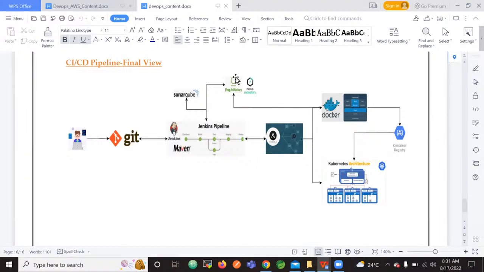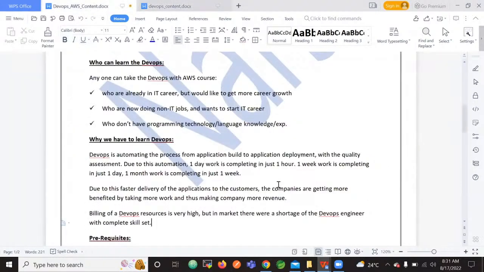Like that, there was a shortage of resources who know all these things from end to end. That is called a complete skill set. So here, complete skill set meaning, right?